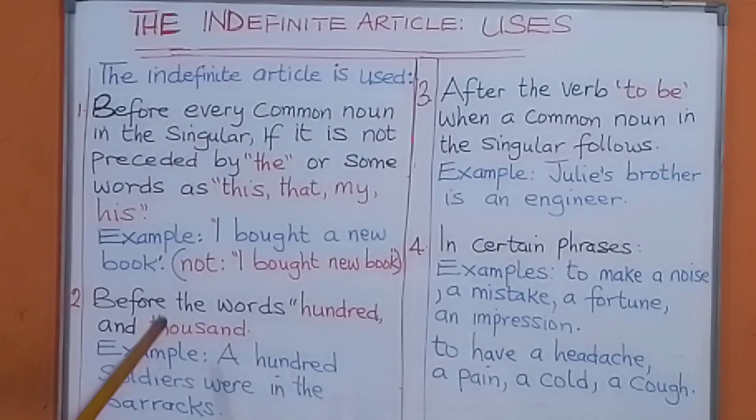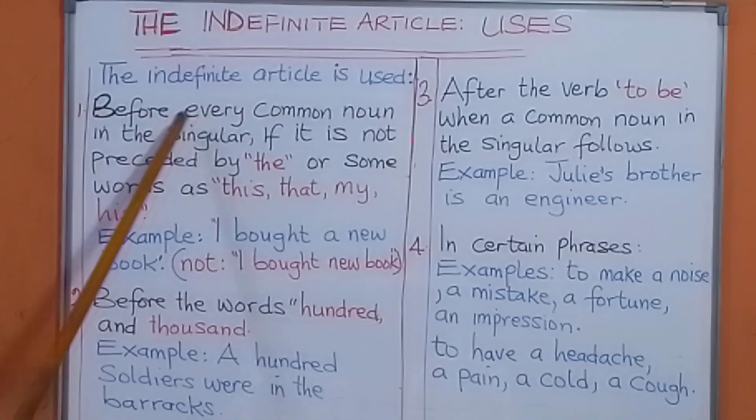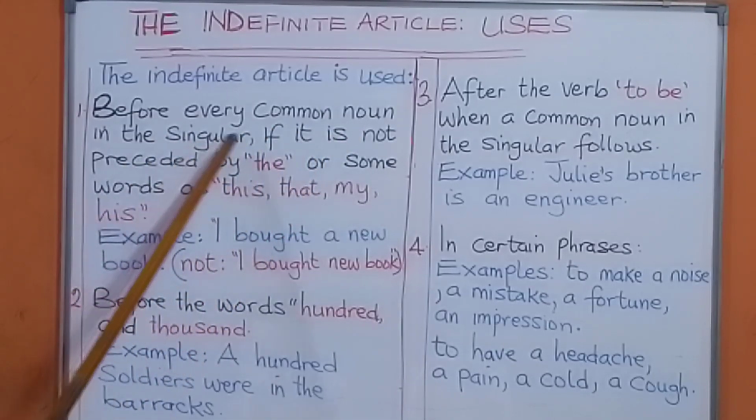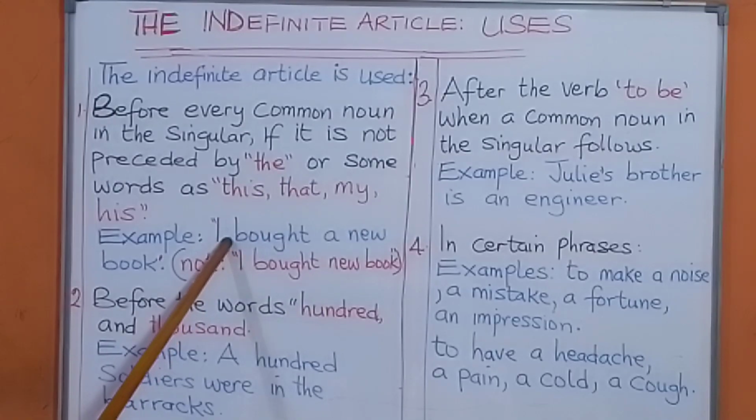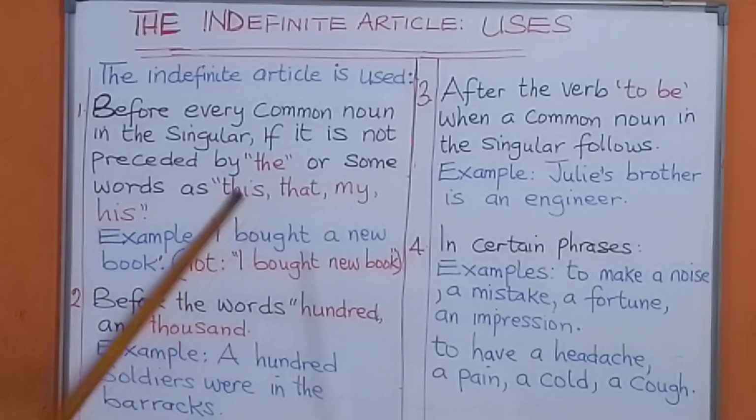Let's take an example. I bought a new book. Don't say I bought new book. The indefinite article is used before every common noun in the singular if it is not preceded by the. There is no the here. If it's not preceded by the or words such as this or that, then you use the indefinite article. I bought a new book. If you say I bought new book, that expression is wrong. You say I bought a new book.